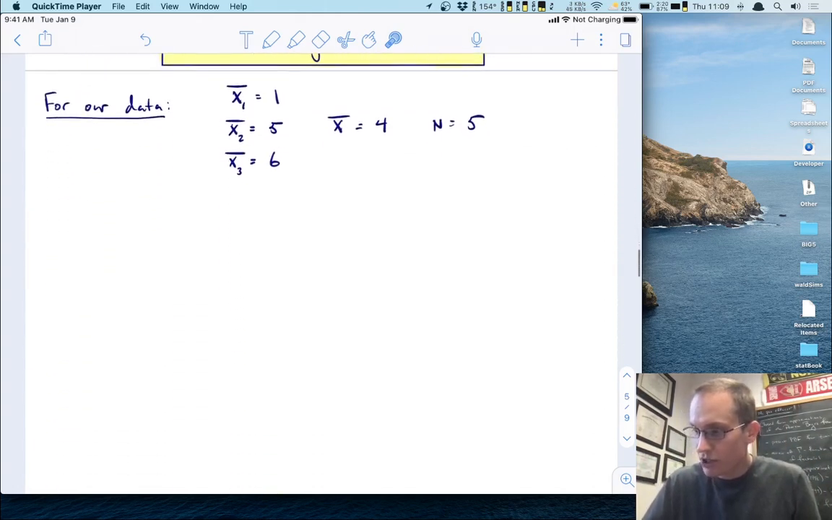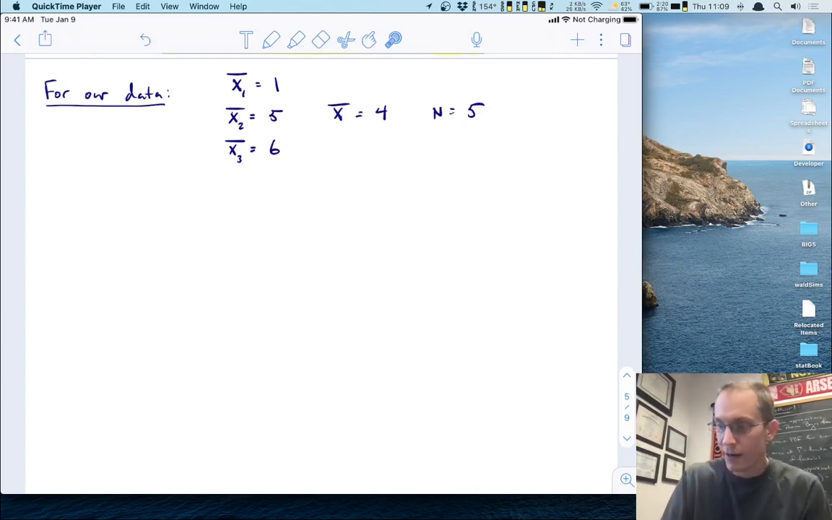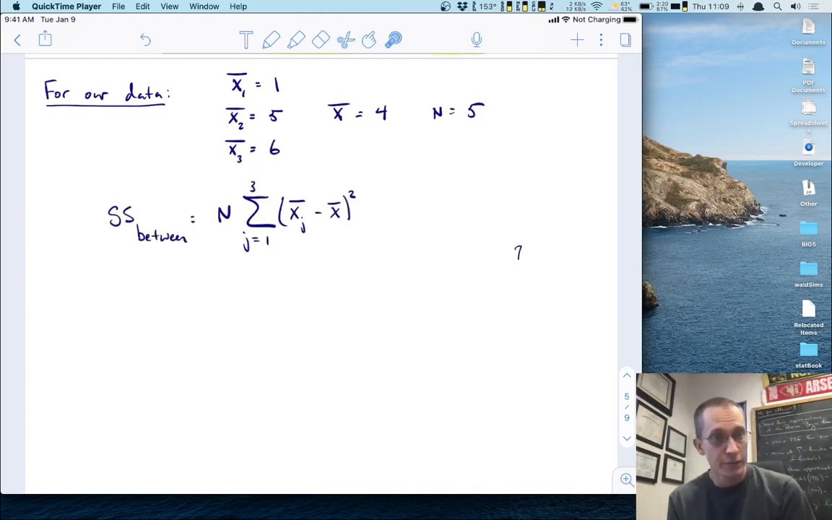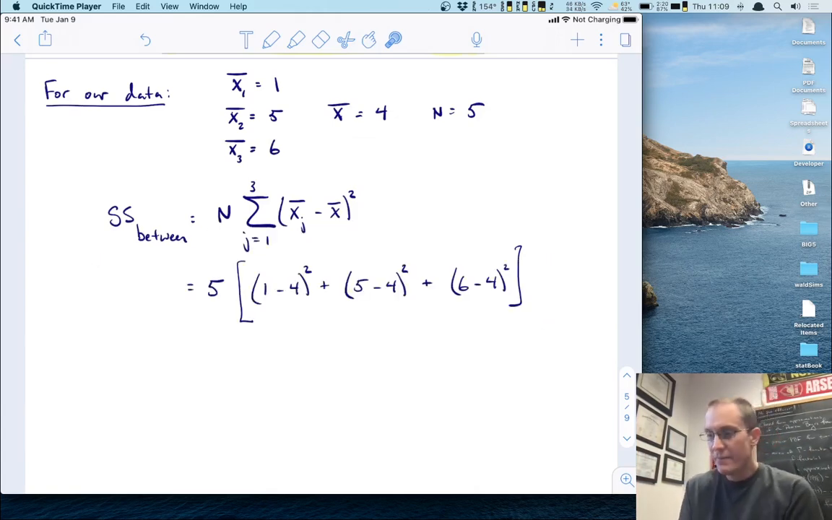So for our data, just to recall what those means were, they were 1, 5, and 6 respectively. The overall mean, it's easy to figure out that overall mean is 4, and n is 5. There are 5 data points in each group. So how does this work? Well, the first step, we write down the formula, so it's n times that sum. Let's expand what that means. We put in 5 times. Now the sum is we take the first group mean minus the grand mean, 4, and square it.